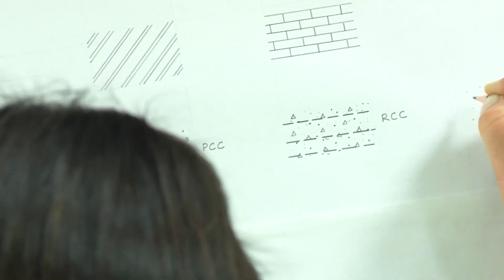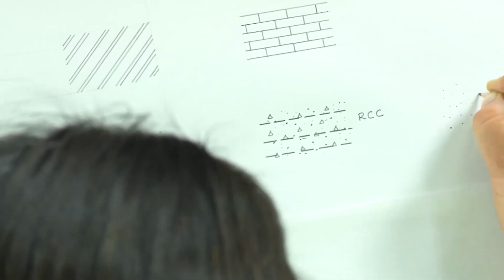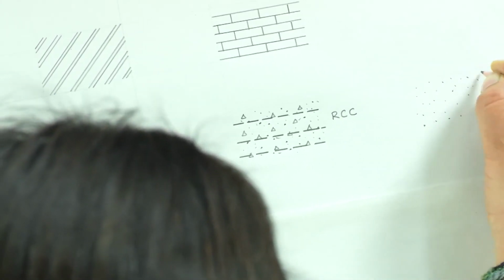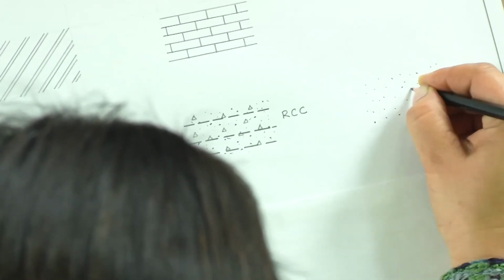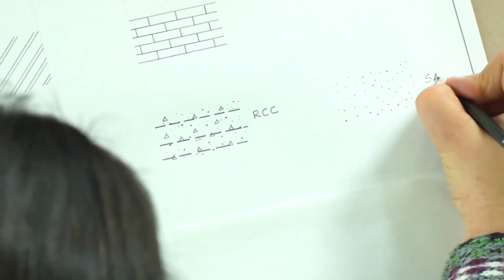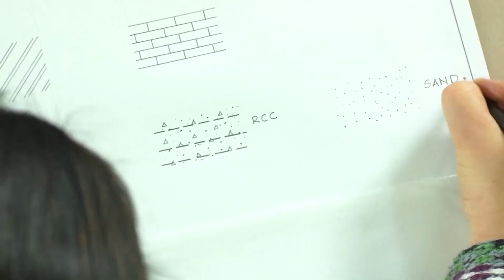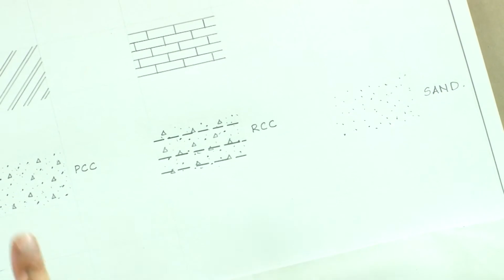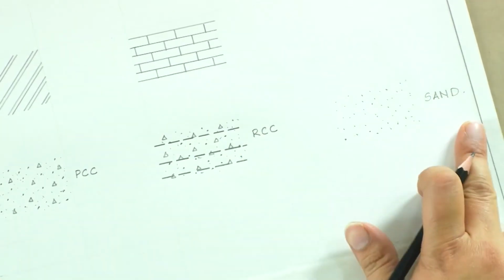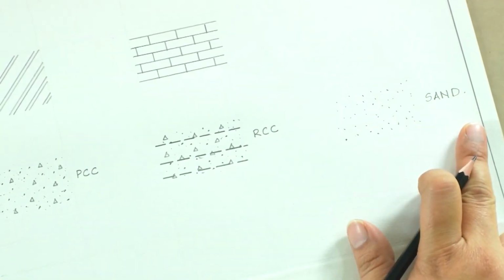Now if we are just making a sand fill, in that case we would just have these thicker dots filling up the space wherever we are filling it up. Okay. So this is how you would represent sand if there is a sand fill. So, we have done brick, we have done different components for concrete.